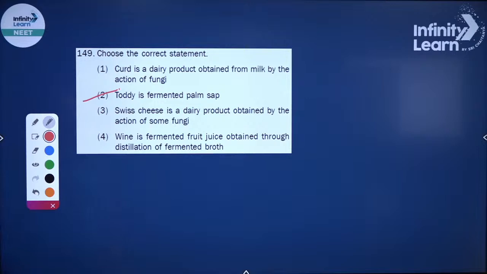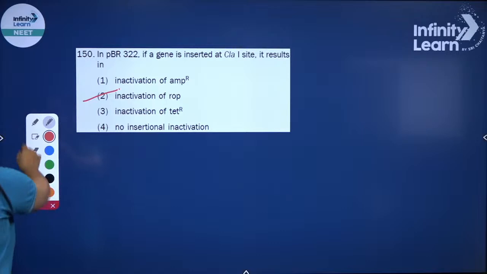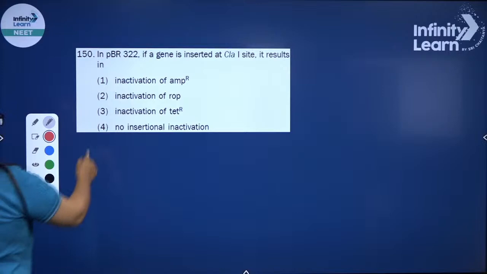Next question, the last one. In pBR322, if a gene is inserted at the ClaI site, it will result in no insertional inactivation. So these were your remaining 25 questions from botany. Thanks for listening, guys.